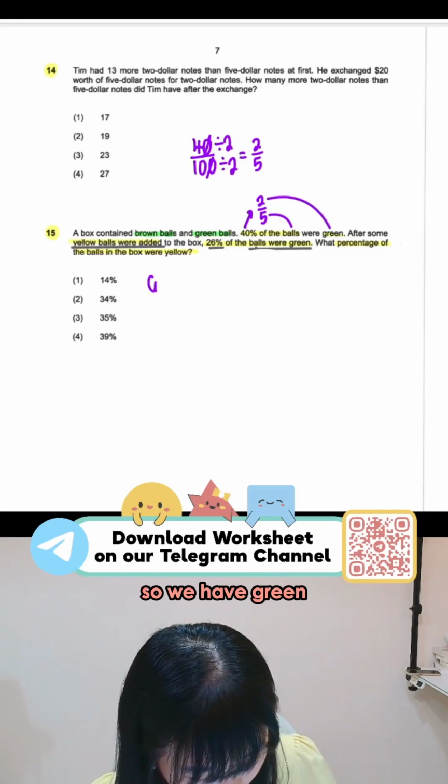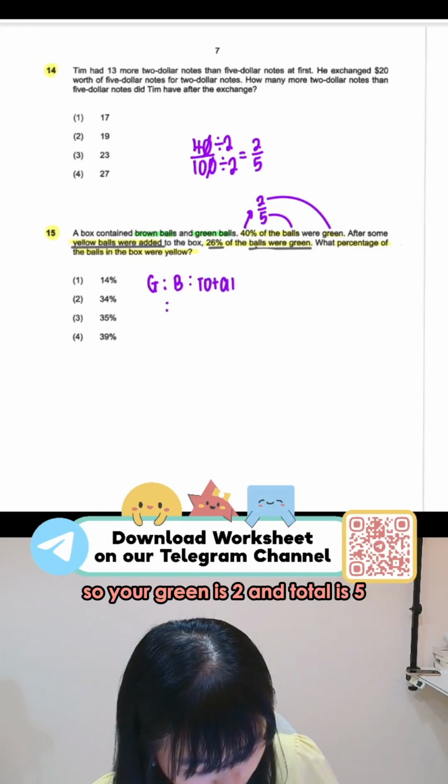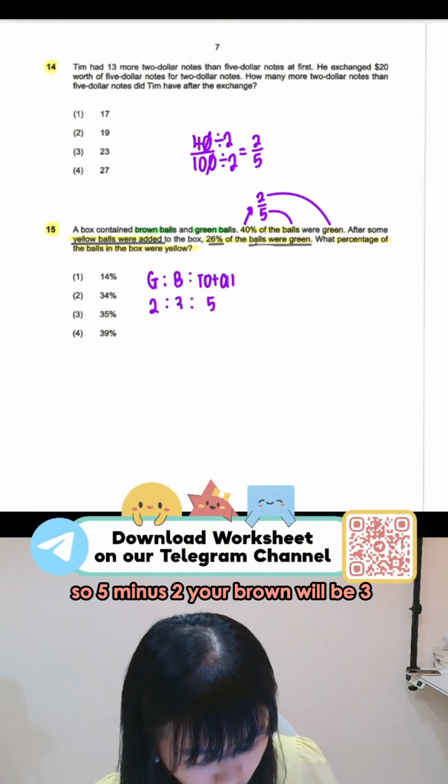So we have green, we have brown, and then we have total. So your green is 2 and total is 5. So 5 minus 2, your brown will be 3.